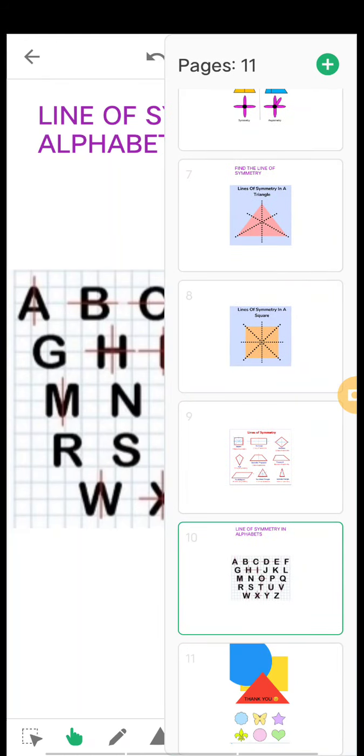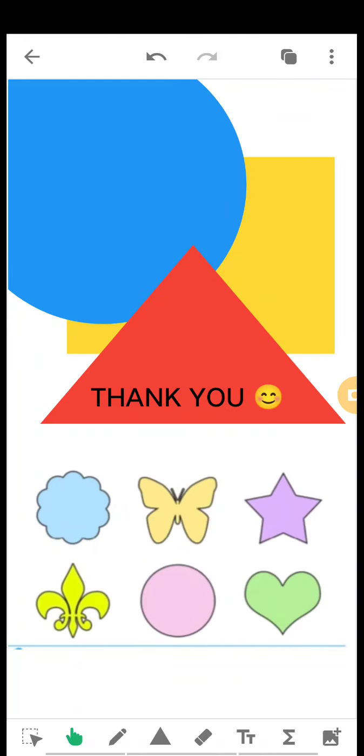I hope, students, now you will be able to understand about the shapes. Thank you.